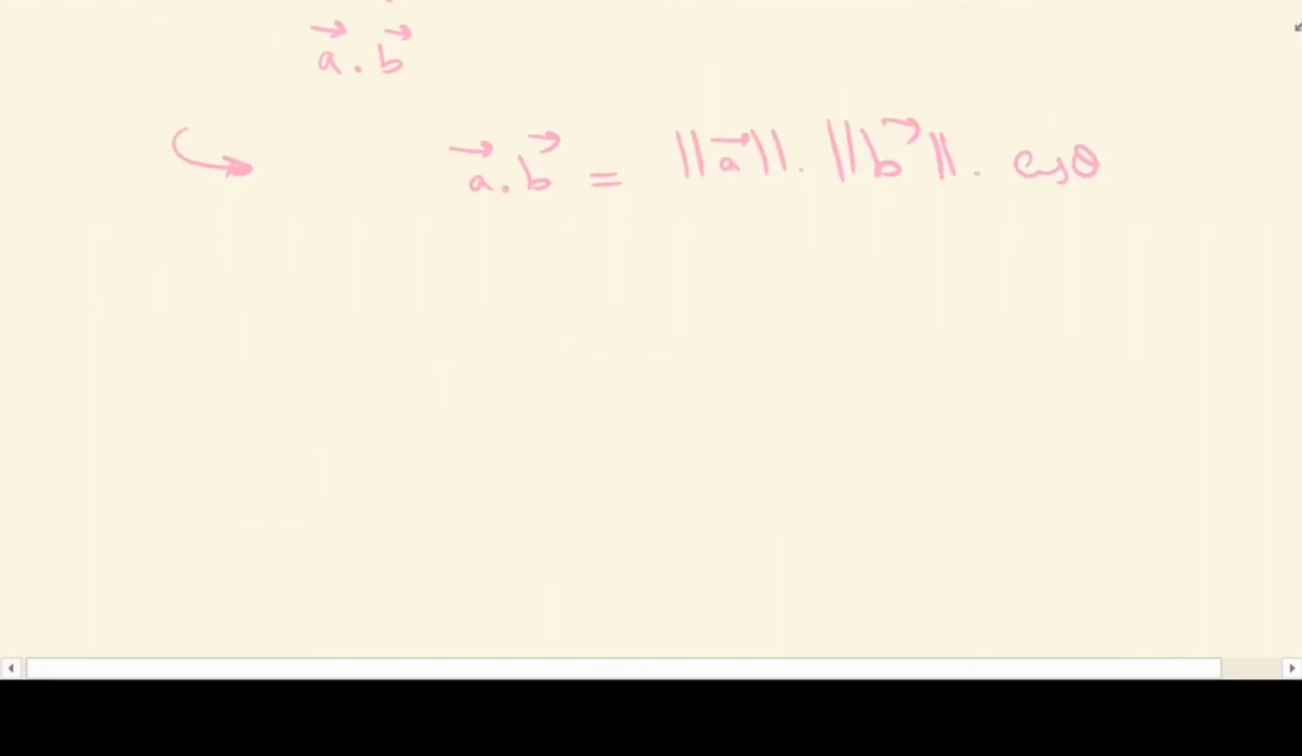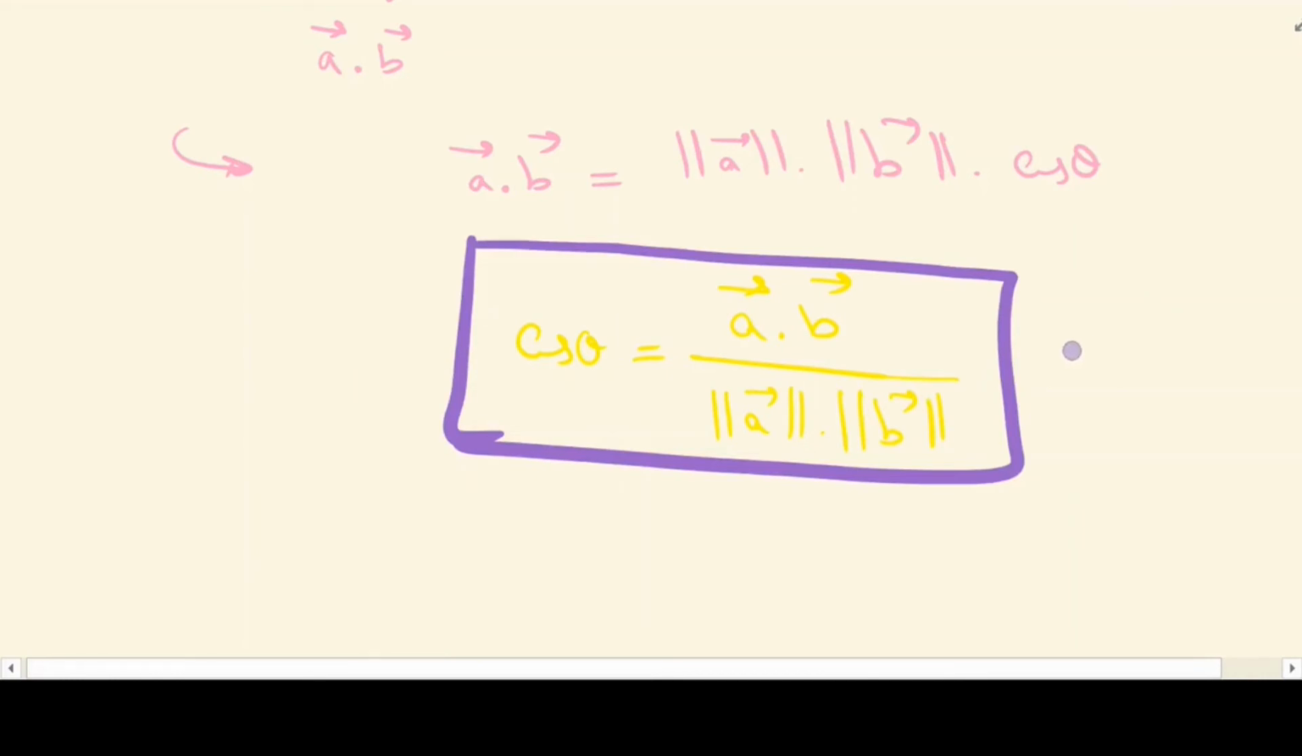And from there it's easy to get the expression that we wanted to prove, because that is going to be cosine theta equals inner product of A and B divided by length of A times length of B. So congratulations, now you know where this very famous relationship is coming from.